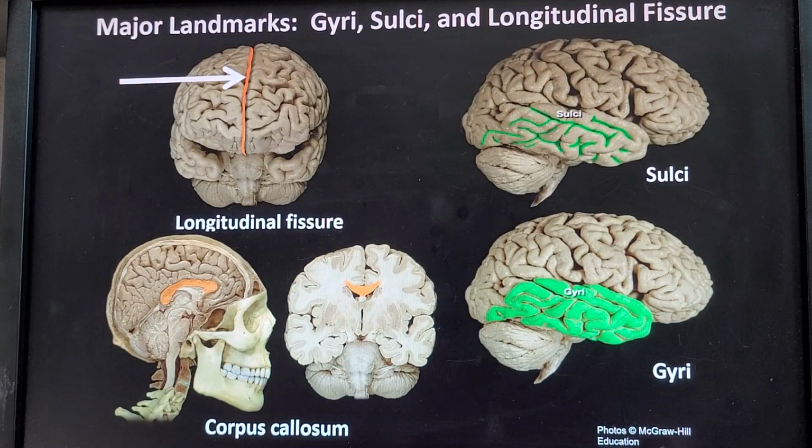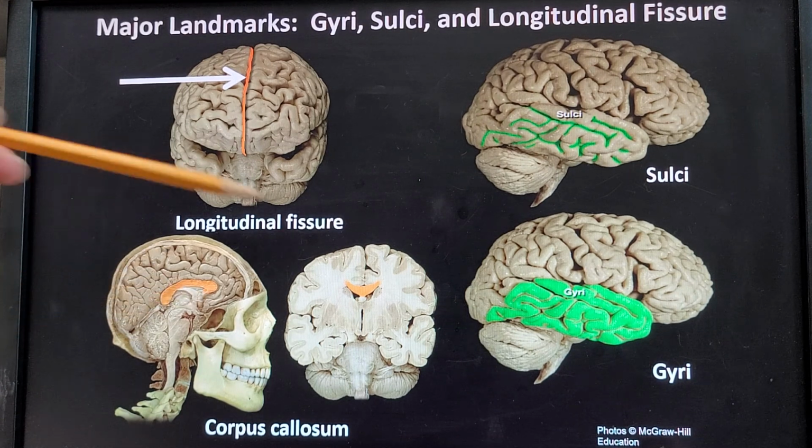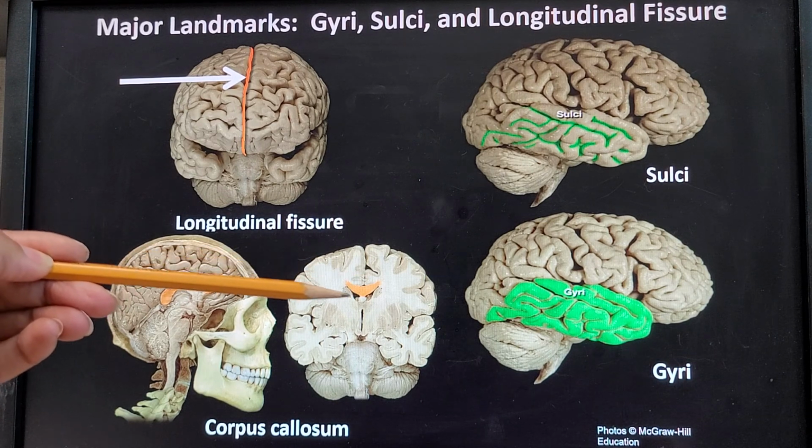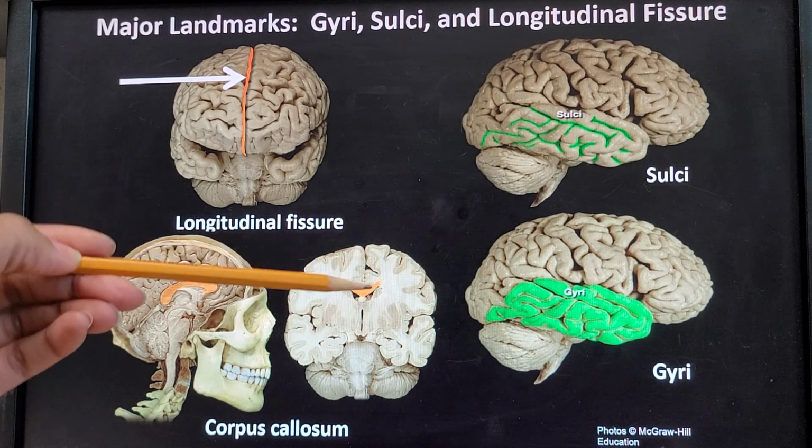Major landmarks: our brain has two halves. Separating our two halves, we have our longitudinal fissure. That separates our brain into the right and left hemispheres. In order to communicate between the left and right side of our brain, we have the corpus callosum. That's this bridge here in orange. It's made of white matter, and that allows us to communicate between our two halves.